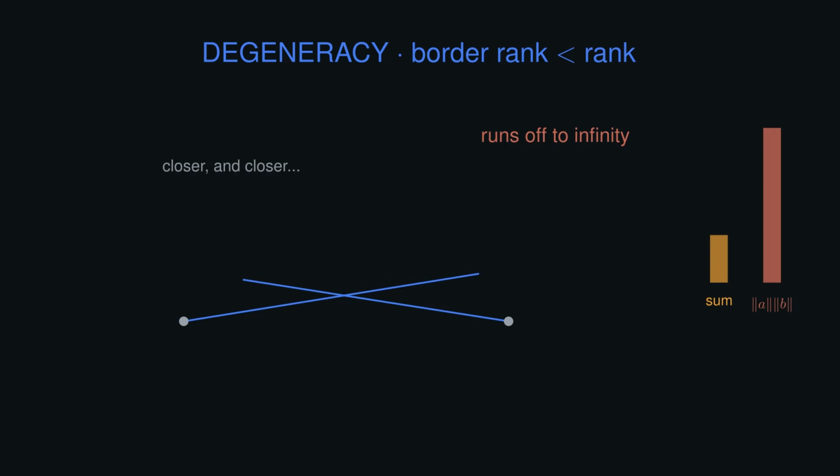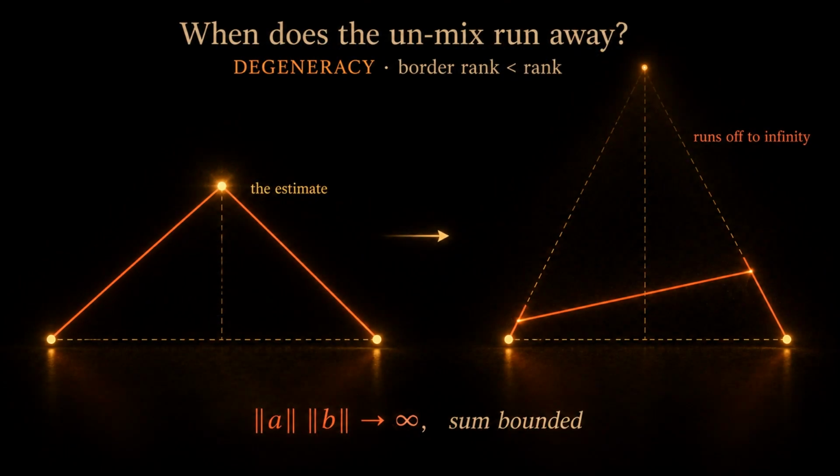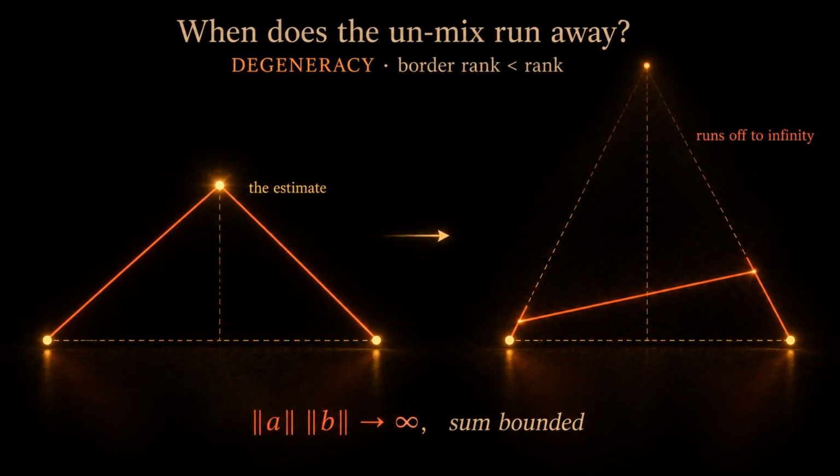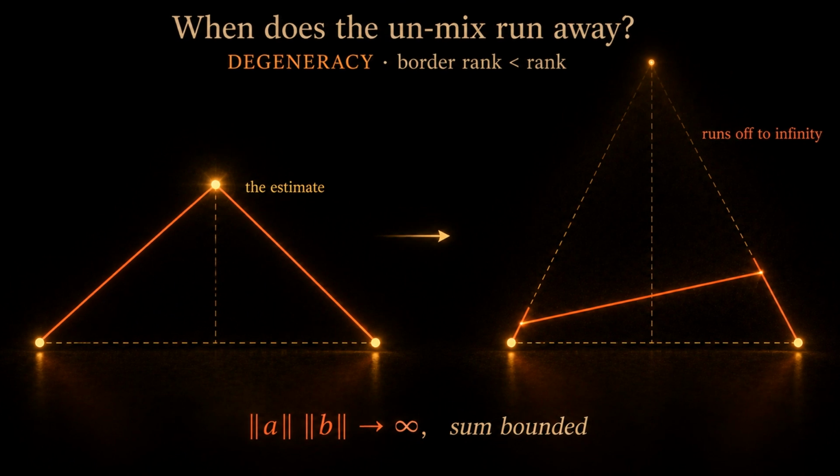This is the tensor's dark secret. Unlike a matrix, a tensor may have no best low-rank approximation at all. You can get closer and never arrive. Its rank can be larger than any of its sides, and simply finding it is, in general, computationally hard.